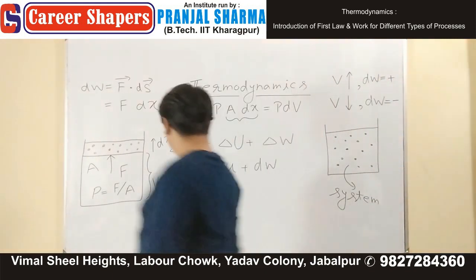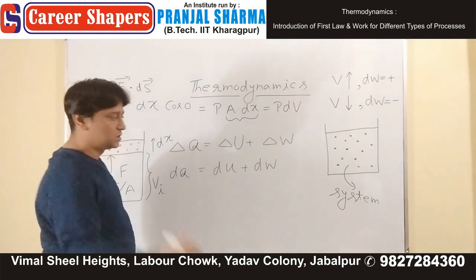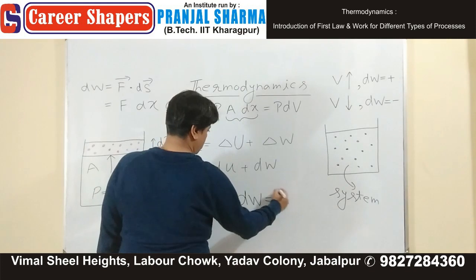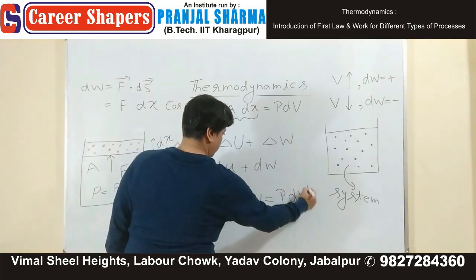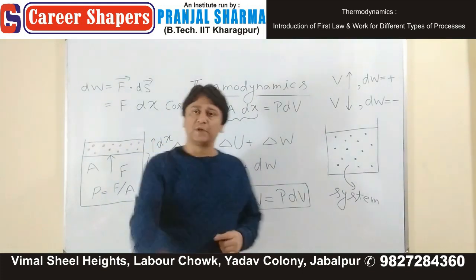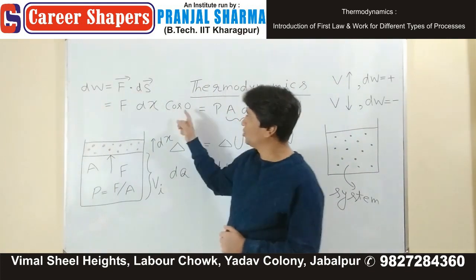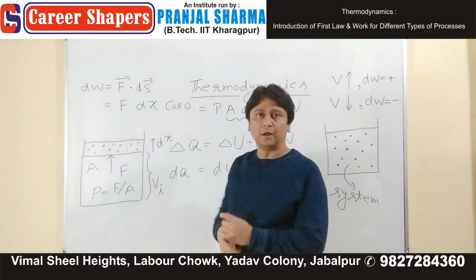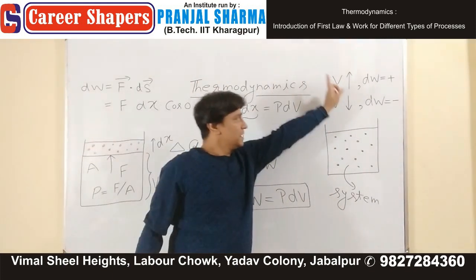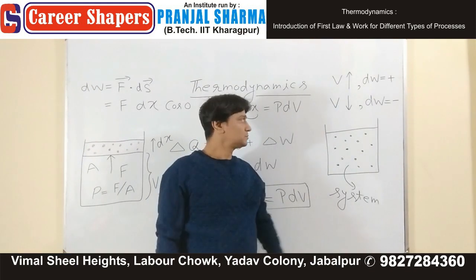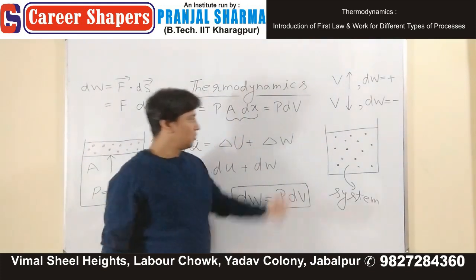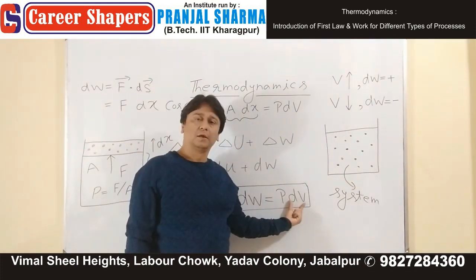Now, for any process in thermodynamics, you will remember that dW is P dV, and you don't have to worry about the direction of force, direction of zero or anything like that. What do I mean by anything like that? Let's see it with this example. First of all, if the volume increases, then dV will be positive.